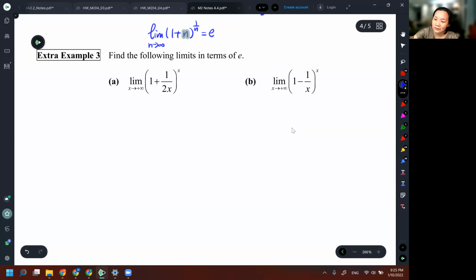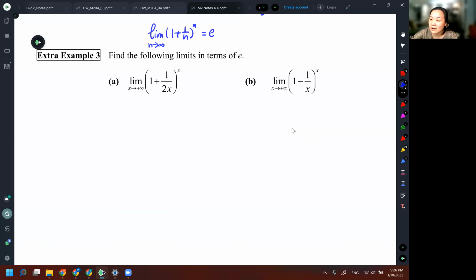No, not this one. Sorry. It's this one. This is e. Sorry, I made a mistake. The other one I wrote is not e. I wrote that was a mistake. Okay. We know this is e. That's the definition of e.